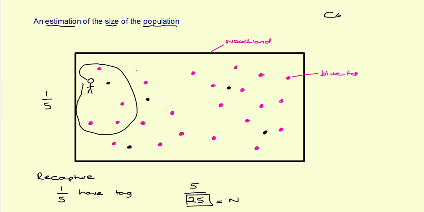So capture, tag or mark in some way, release, and recapture. And the whole idea is that the proportion of your original capture compared to the total population is in the same proportion as your recapture compared with the sample size that you've recaptured.